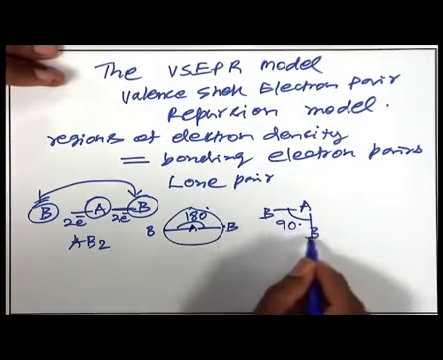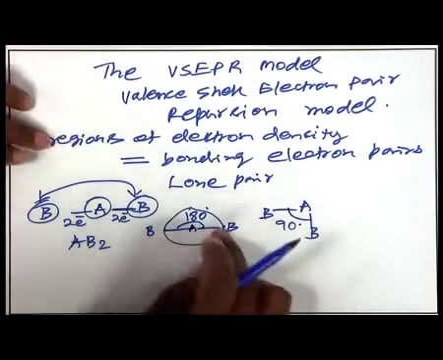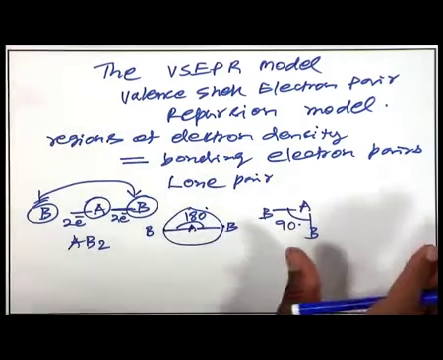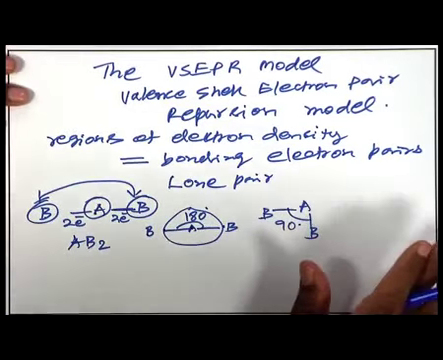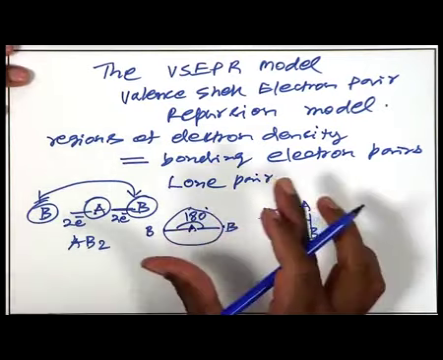But if you put the B atoms in this way, the angle is 180 degrees, and the two B atoms are away from each other. As a result, the repulsion is avoided and the energy is minimum. So, based on this concept, you can predict the shape of the molecule. That is why the shape of this type of molecule is linear.